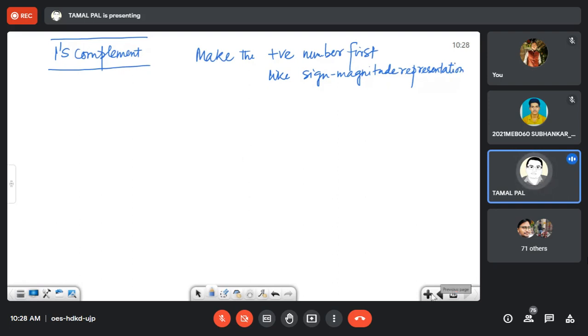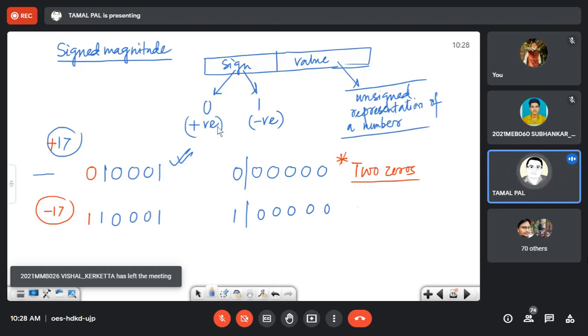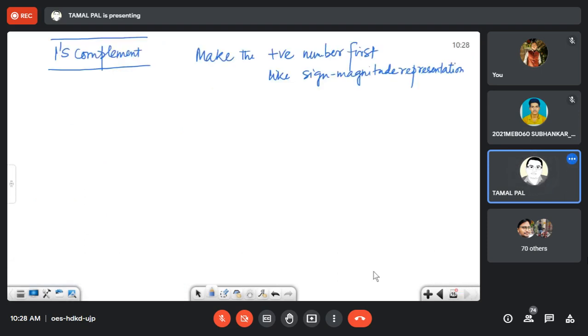In sign magnitude representation, what is the format of creating a positive number? You place the value and place 0 before it. That is nothing but the positive number. So this step is also used for creating a one's complement number. And then interchange 0 by 1 and 1 by 0.